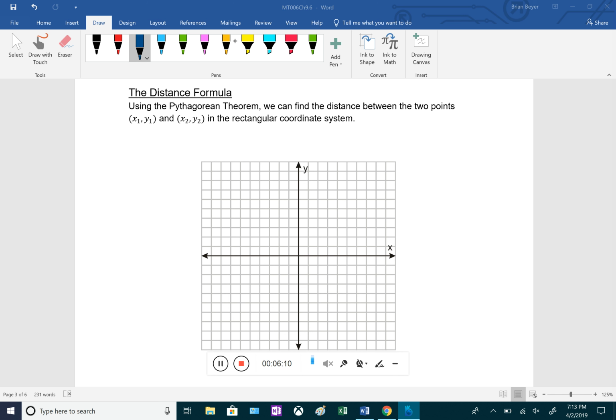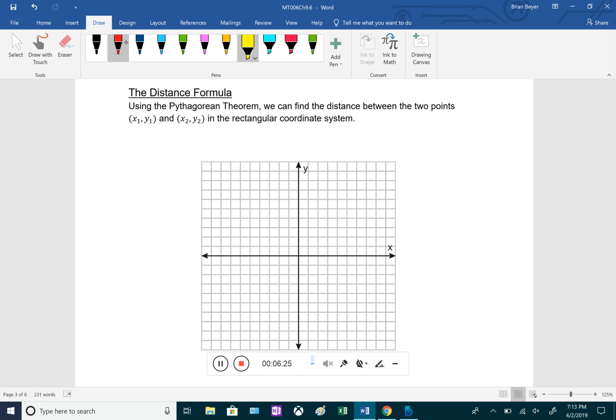So this right here is called the rectangular coordinate system. We have a horizontal axis and a vertical axis. And this allows us to plot points. And the points that we plot are x, comma, y.